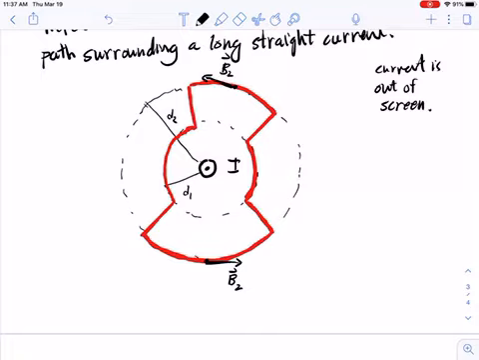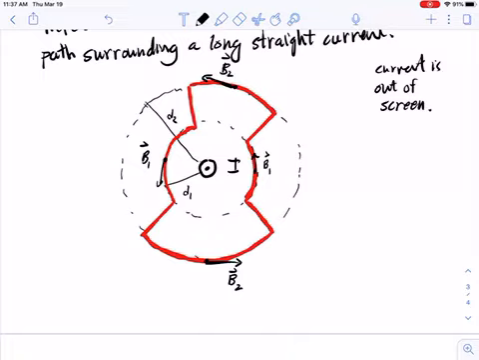Okay, and then over here, what we've got is, let's see, current that would be coming out of the board, so magnetic field is pointing downwards here, and what's different now is that the strength is B1. It's closer to the current. B1 would have a stronger value than B2, and finally over here, this would be also a B1.